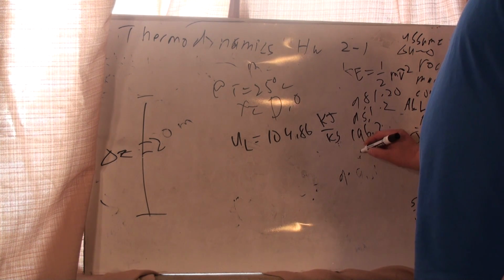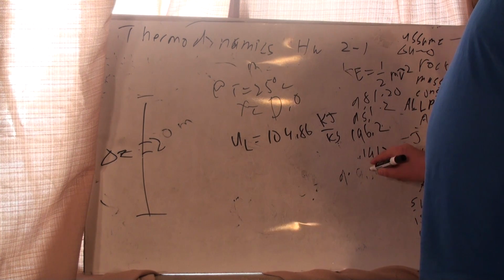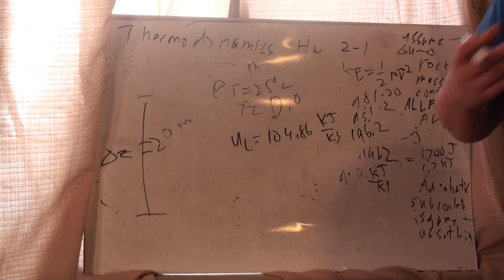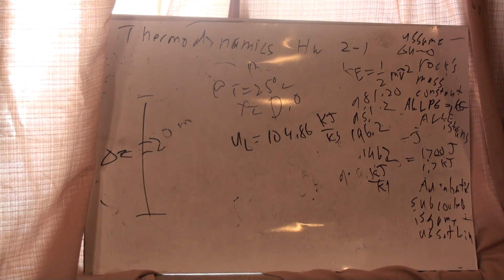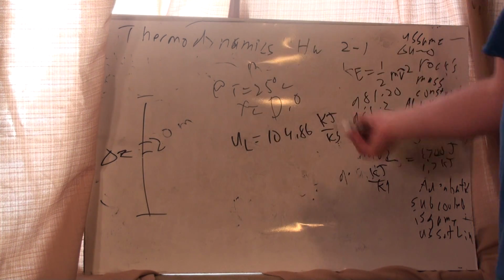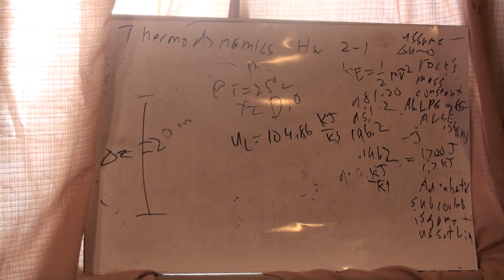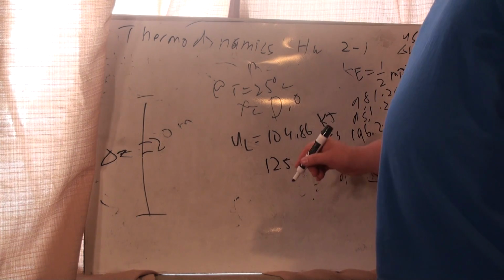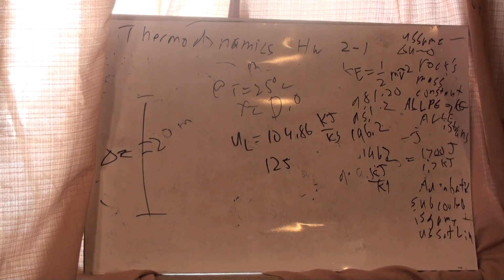I'm increasing this by 0.1962 kilojoules per kilogram. That is not a lot. I mean, look at that. I'm 105 versus 104.86. Now, in this case, what I need to do is interpolate. So I need to interpolate between this at 25 and the other one at 30. So my other one is 125. Well, I'm not even going to raise my temperature 5 degrees Celsius.